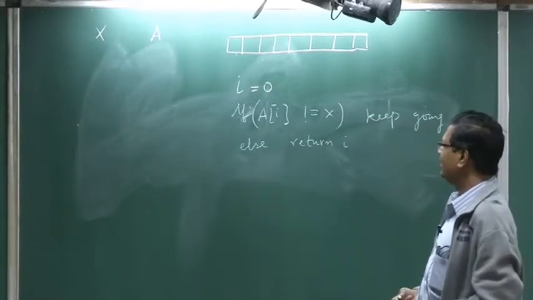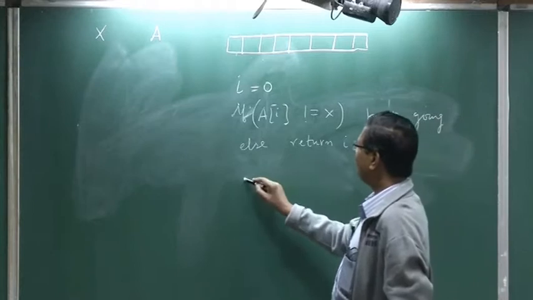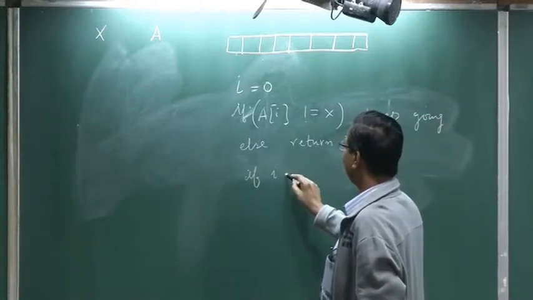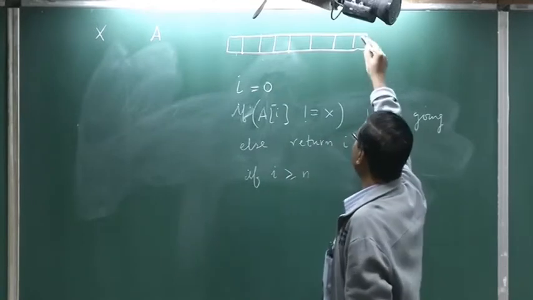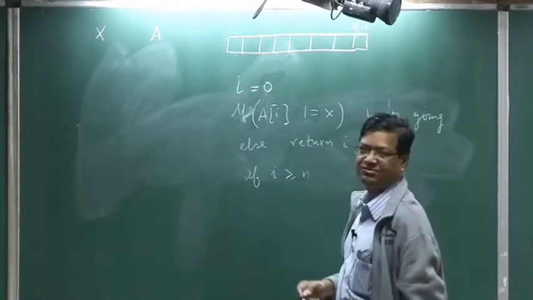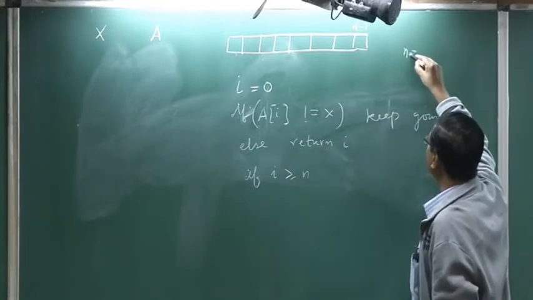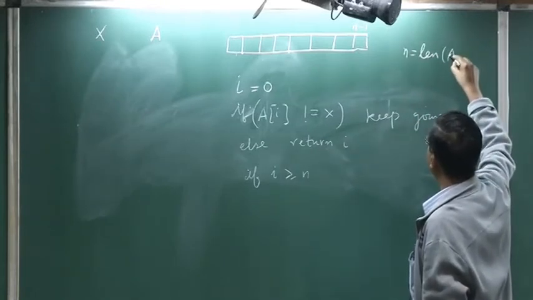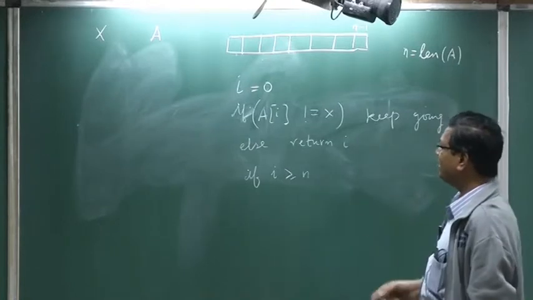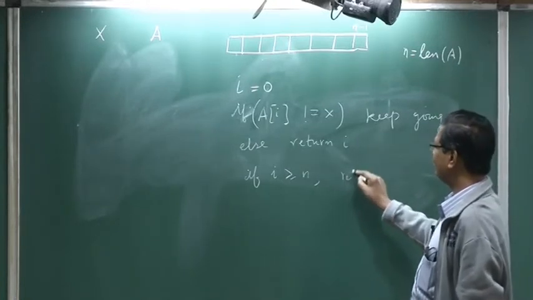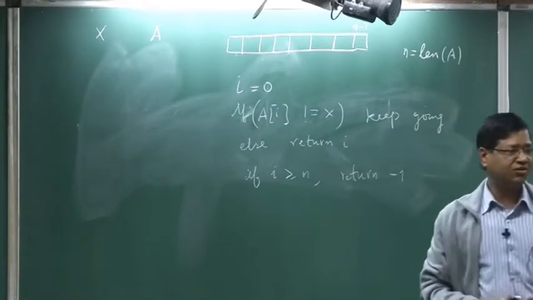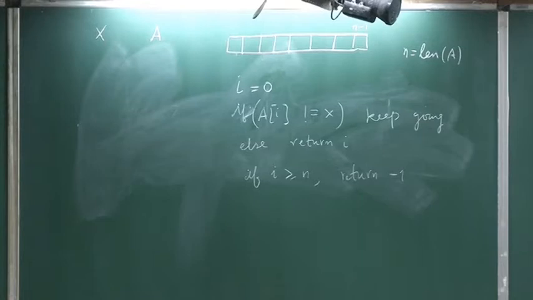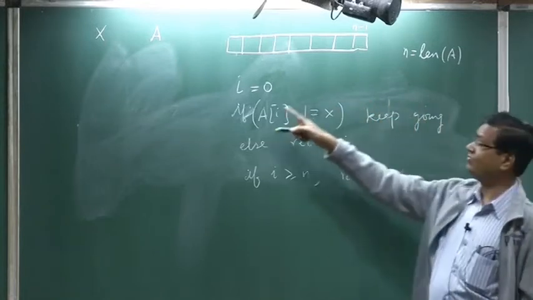Okay. And so if i is greater than or equal to n, so this is n-1, n is the size. So I can say n equals, I am going to use n as the length of A. So if i is greater than or equal to n, return -1. Okay. So this is the logic. Now after this I start thinking, okay, now let me write the code. So this 'if not, keep going', I should put as a loop.